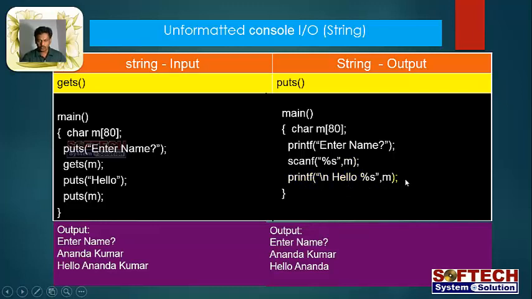If we want to get a continuous string, that is a sentence of more than one word, gets is suitable. If we want word by word input or numerics, scanf is suitable. So this is the difference between unformatted string input output and formatted string input output.